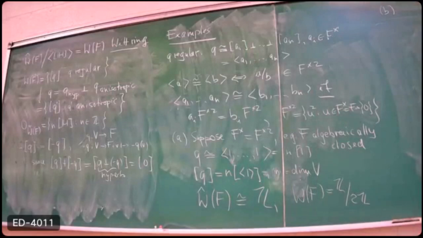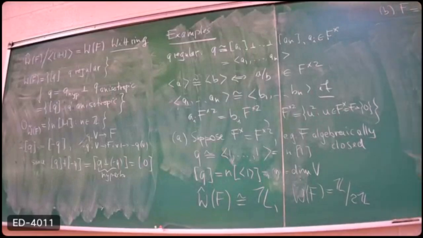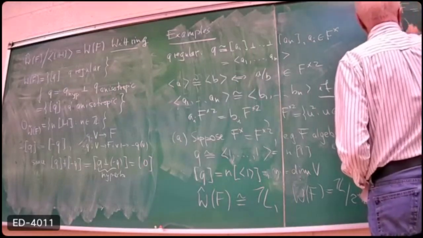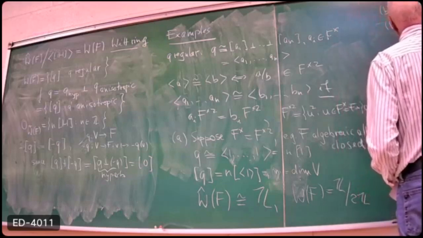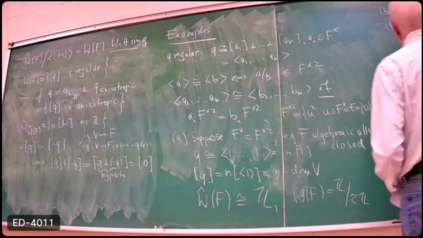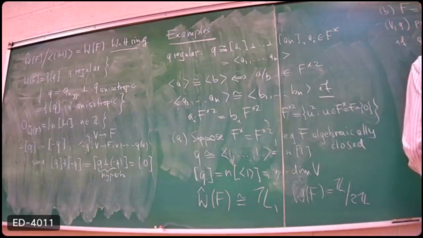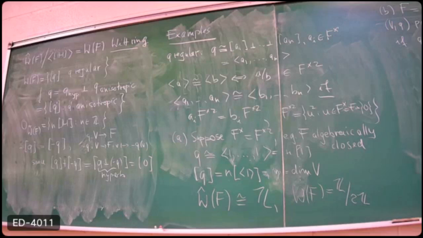Example B. Well, let's take the real numbers. In fact, the same works for any ordered field. Now recall that a quadratic form Q is positive definite, respectively negative definite, if Q of v is positive, respectively negative, for all nonzero v.